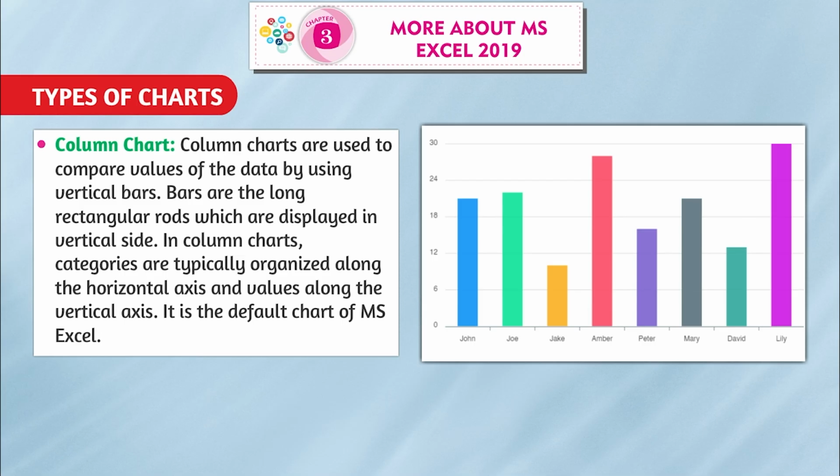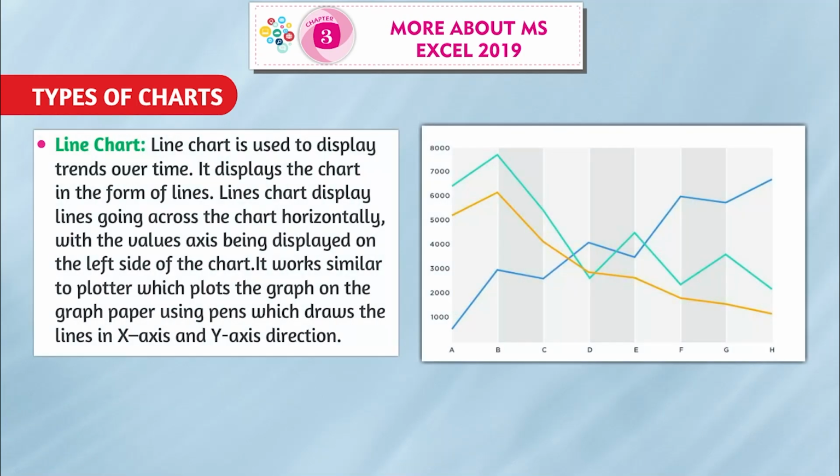Line chart. Line chart is used to display trends over time. It displays the chart in the form of lines. Line chart displays lines going across the chart horizontally with the values axis being displayed on the left side of the chart. It works similar to a plotter, which plots the graph on the graph paper using pens, which draw the lines in x-axis and y-axis direction.